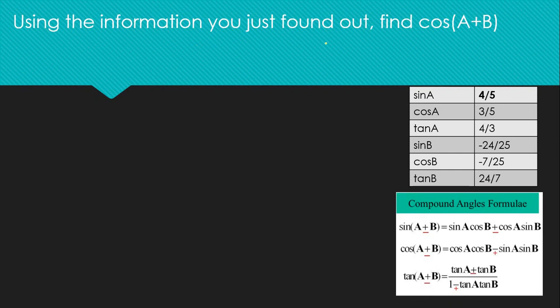So using the information that you found out, you find cos of A plus B. Well, cos of A plus B will be cos A cos B. When we have a plus, we use a minus in there. Okay, minus sine A sine B. Well, cos A is 3/5 times cos B, which is negative 7 over 25, minus, we've got sine A, which is 4/5, multiplied by sine B, which is negative 24 over 25.